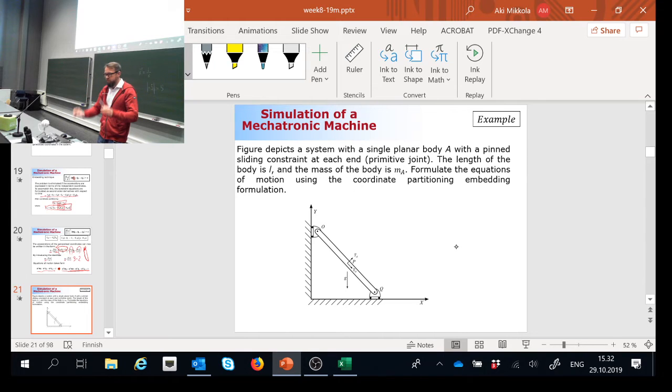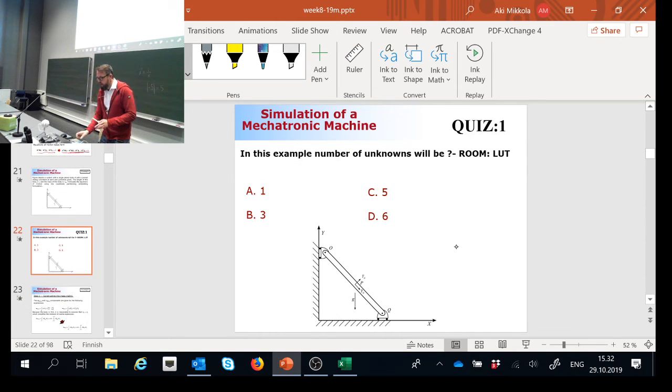Then my question to you is: what will be the number of unknowns in this case?